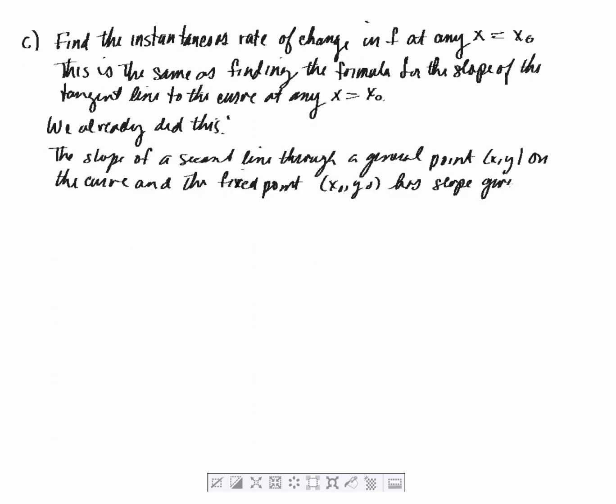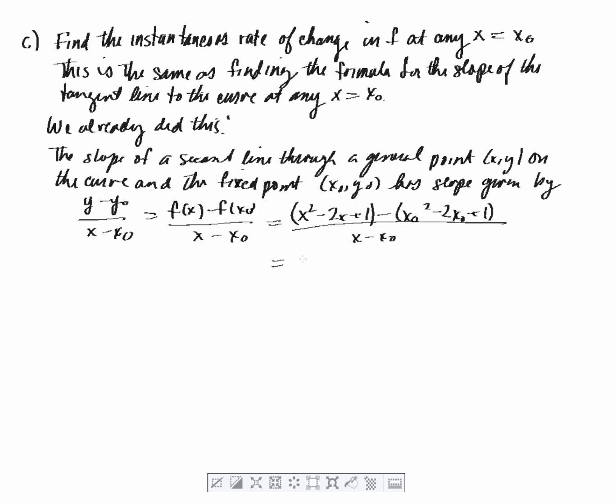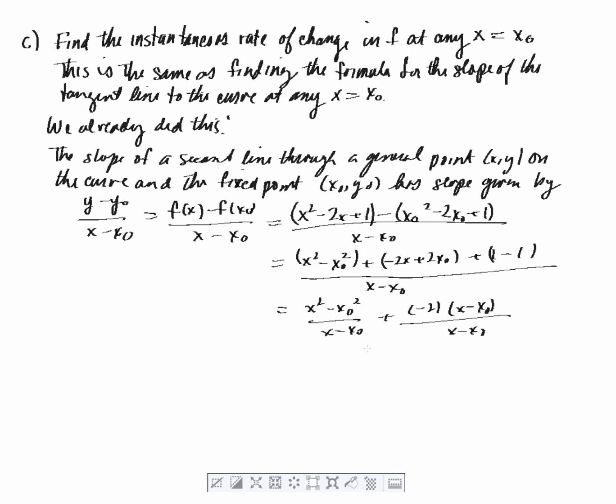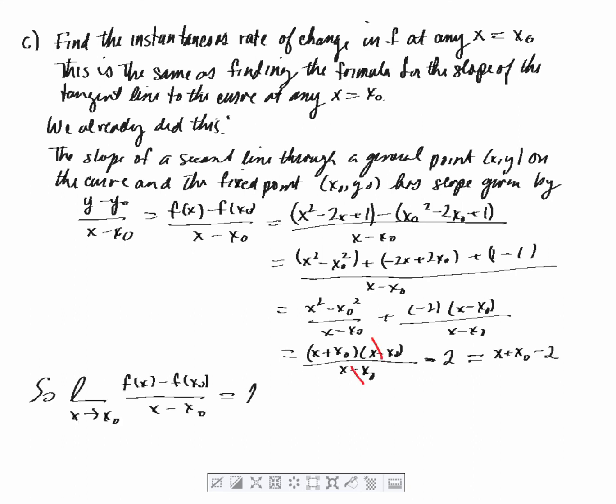We found the slope of the secant line through points x, y and x0, y0 on our curve. We plugged x and x0 into our function, put everything in place, started grouping things so that we could break things up into nice fractions that would reduce. Then we took our limit as x goes to x sub 0 in order to get our final formula.